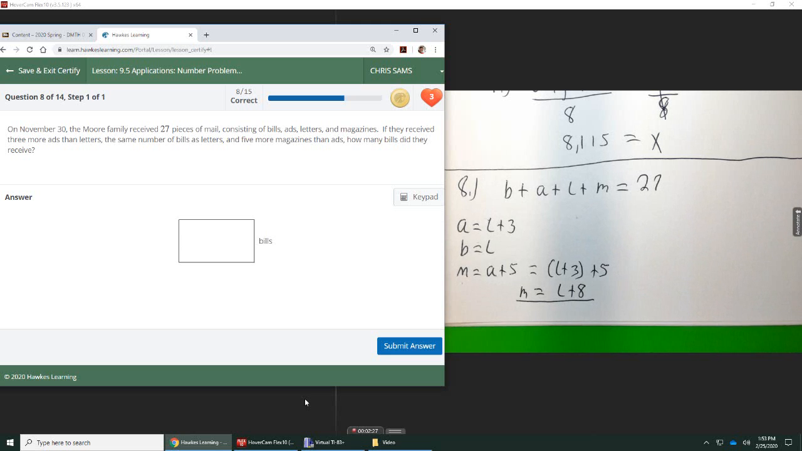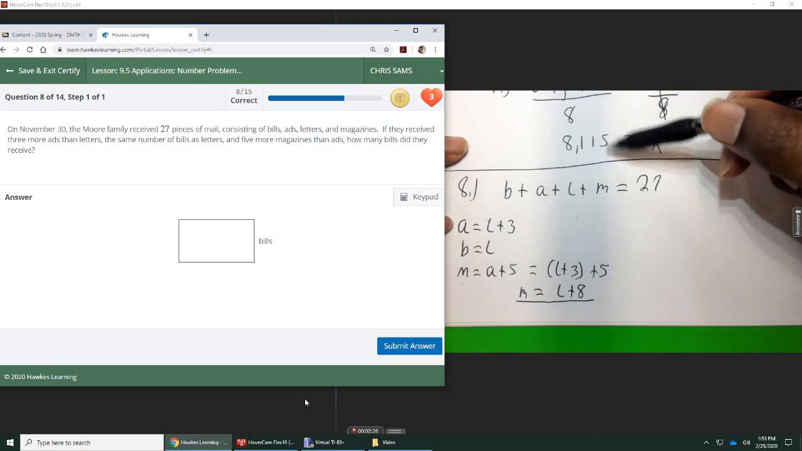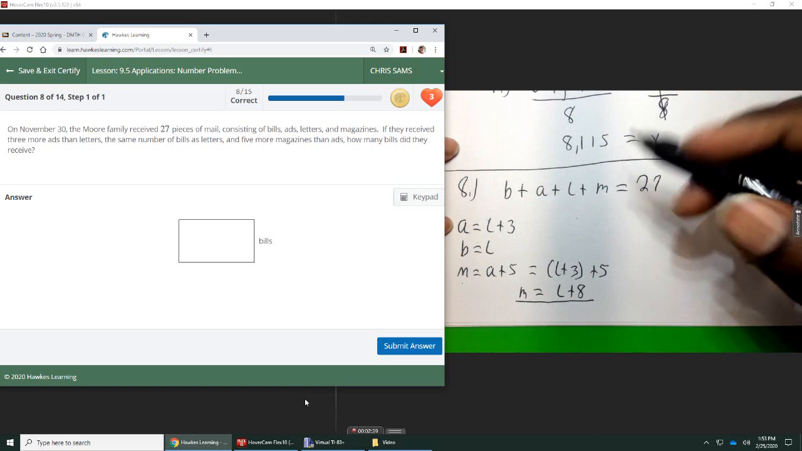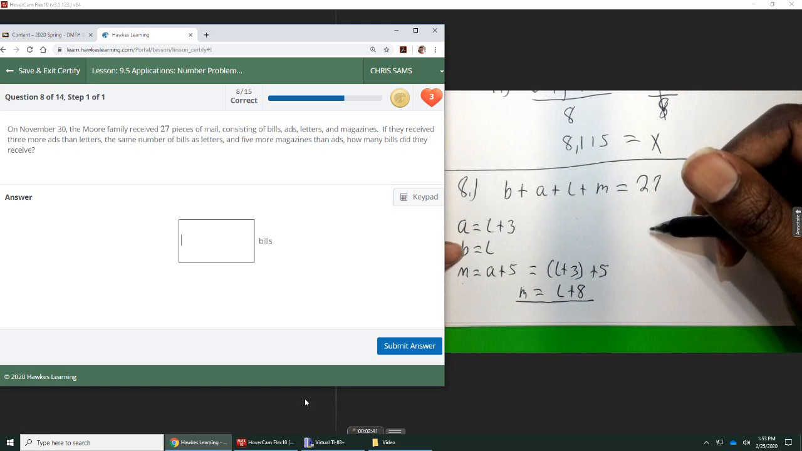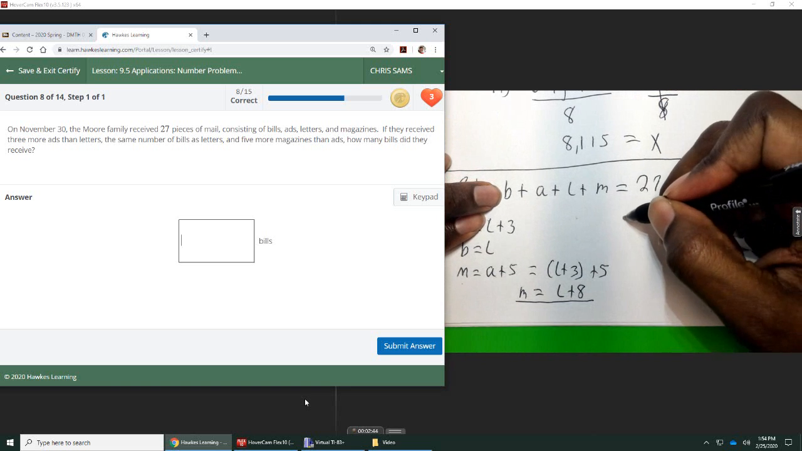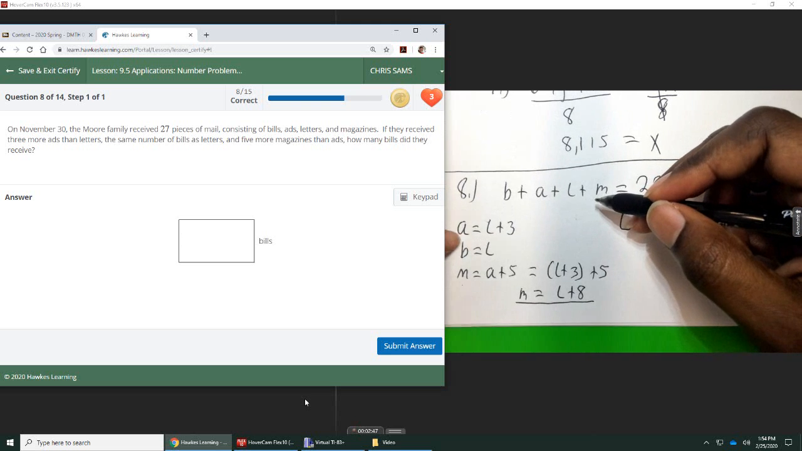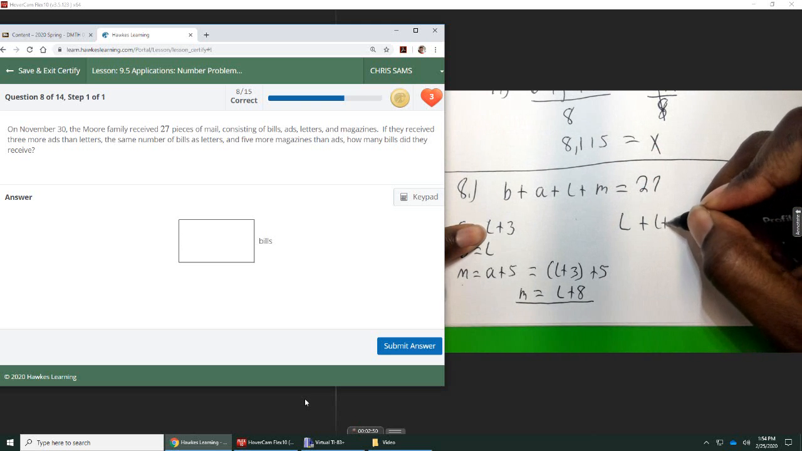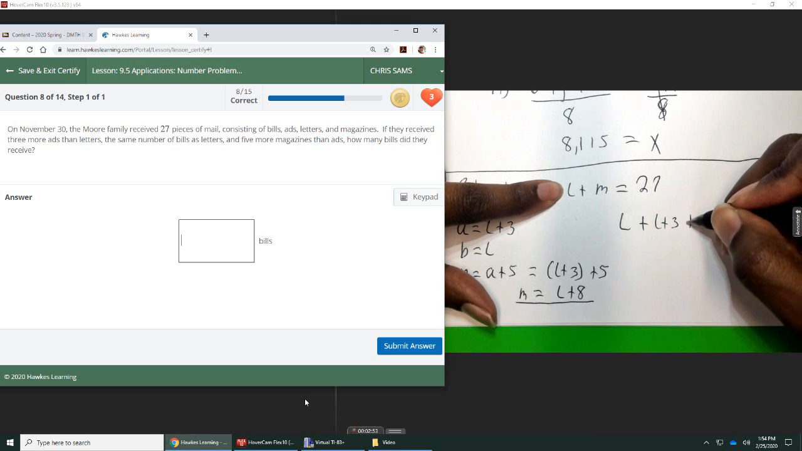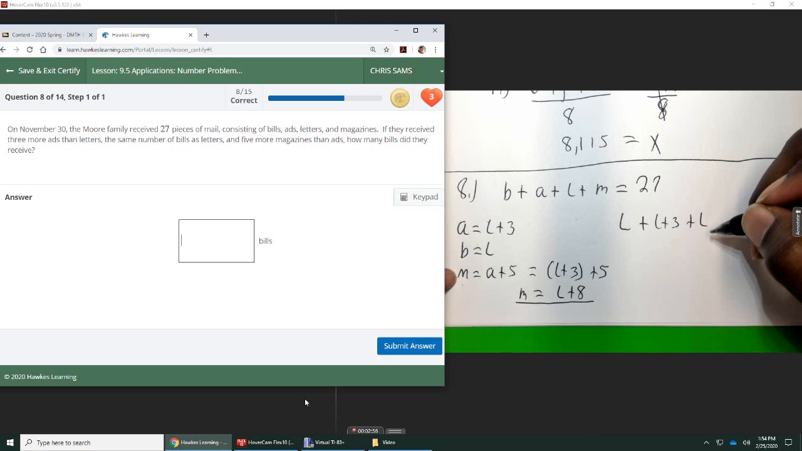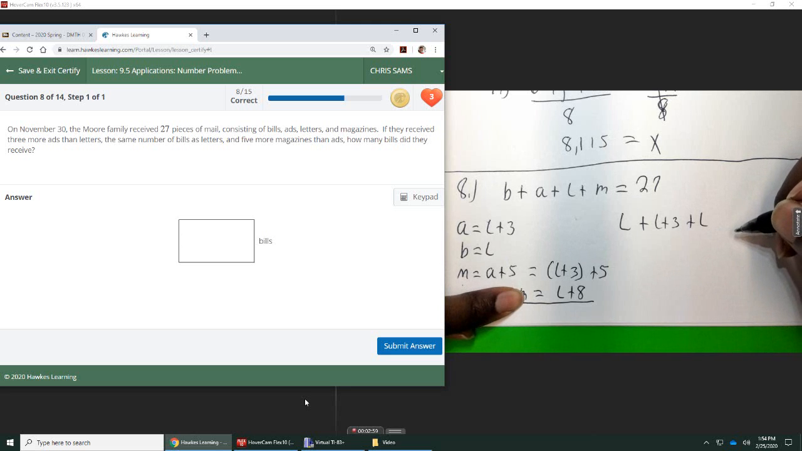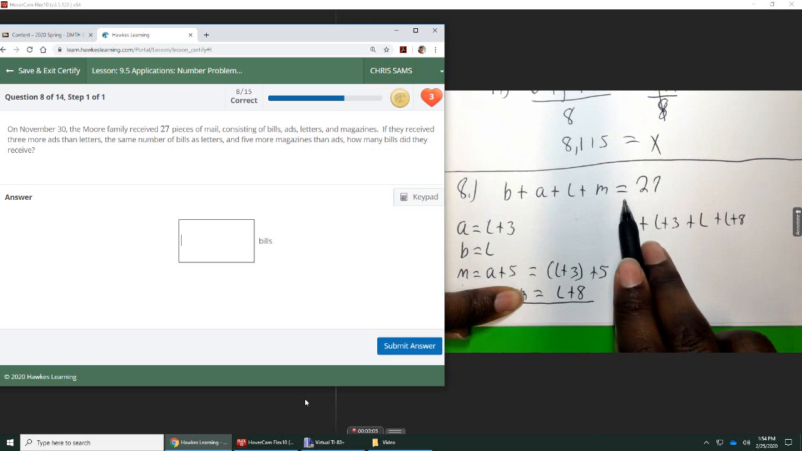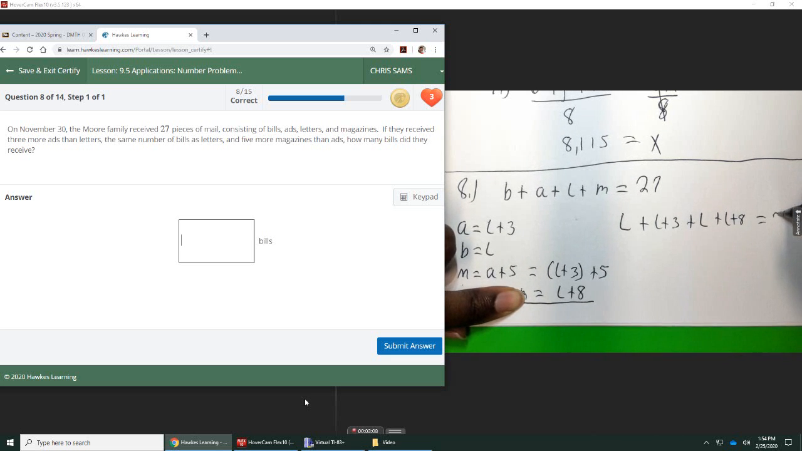And now it says, how many bills did they receive? Okay, so I have this one equation, four unknowns. So I got these equations that I'm going to use substitution. B and L are the same. So I'm going to replace this B with the L, plus A, ads. Ads is equal to L plus 3. L is itself, letters. And then magazines, we simplified it to be L plus 8. You know we have to add all of those up because the total pieces of mail was 27.